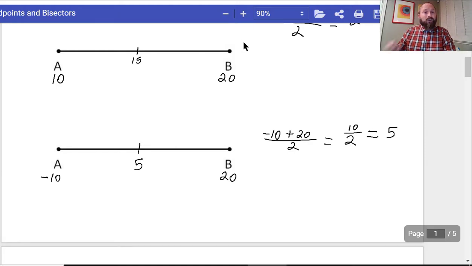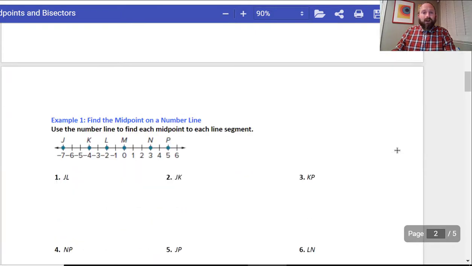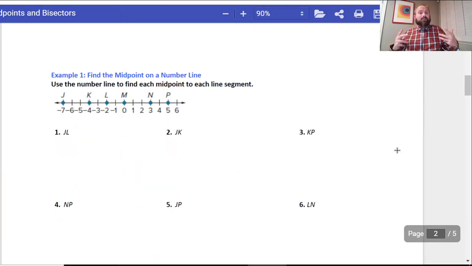In 3, 2, 1. All right, now let's do some of these. Find the midpoints on these lines. All right, let's do it. So JL. I'm going to say x1 plus x2 divided by 2. The midpoint is x1 plus x2 divided by 2.